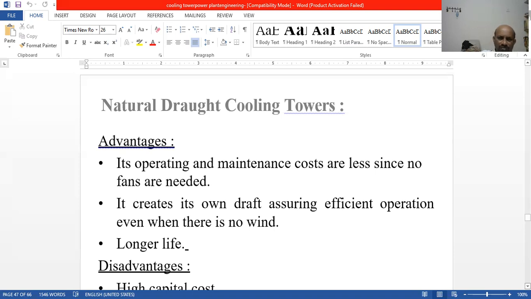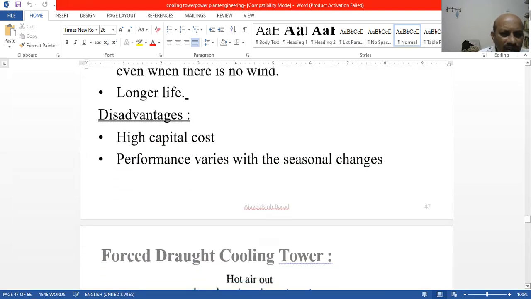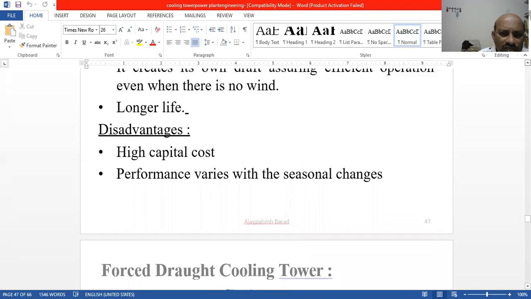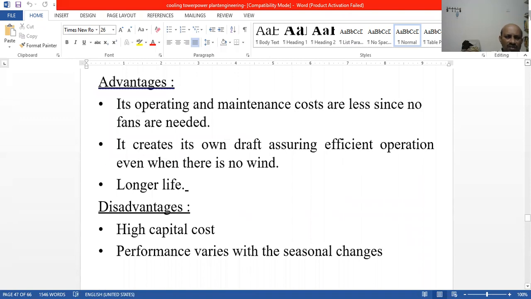It is constructed of concrete, and wherever there are advantages, automatically there will be disadvantages. What are those disadvantages? High capital cost, since we have to construct with a reinforced concrete shell. That is a very high cost. And performance varies with seasonal changes. So these are the two disadvantages.